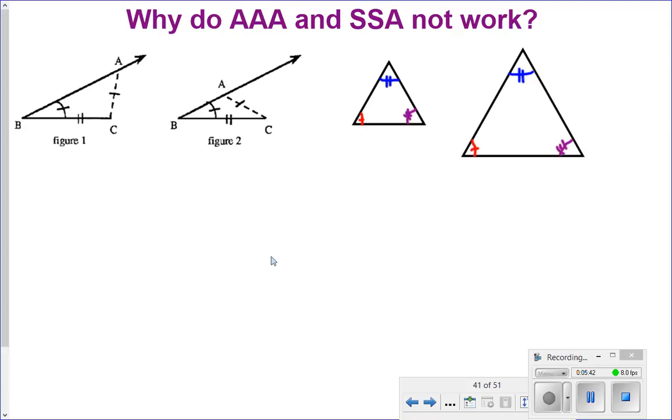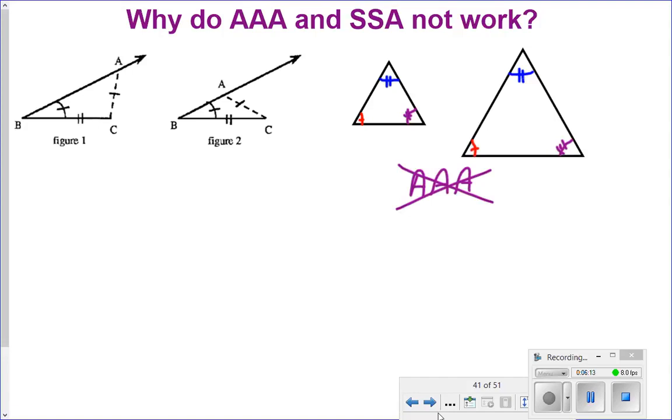So first of all, angle, angle, angle. I have an angle congruent to an angle, another angle congruent to an angle, and another angle congruent to an angle. And we can tell just by looking that those two triangles are not congruent. Why? Because clearly their sides don't have the same length. They don't look to be exactly the same or congruent. So angle, angle, angle is not enough information to prove that the triangles are congruent.